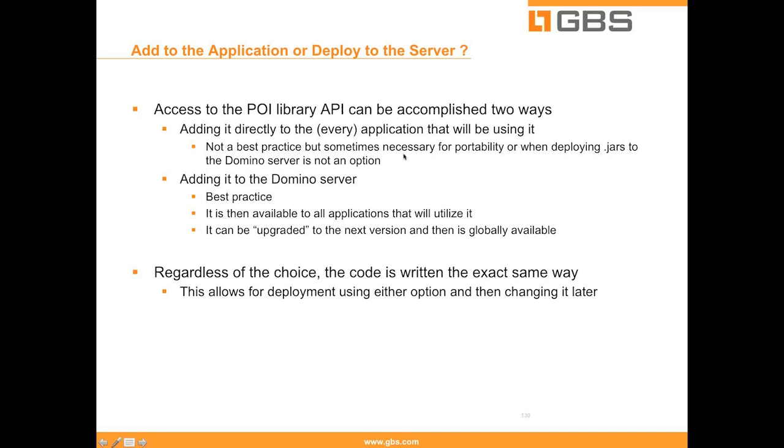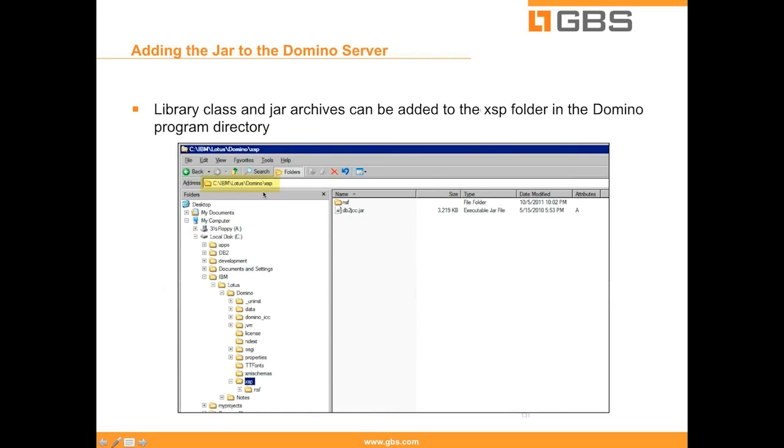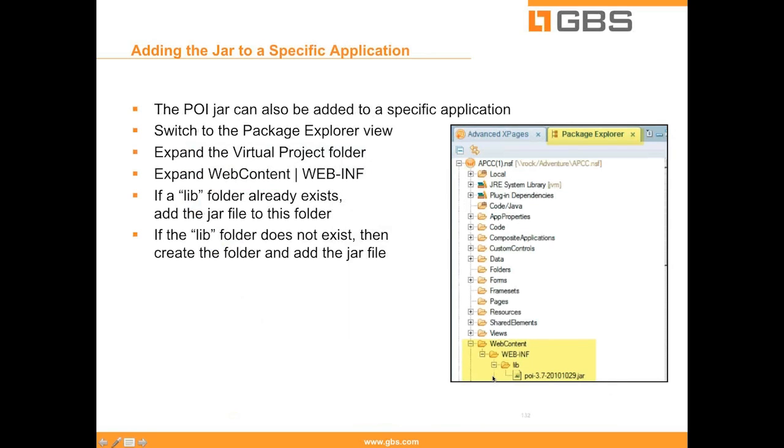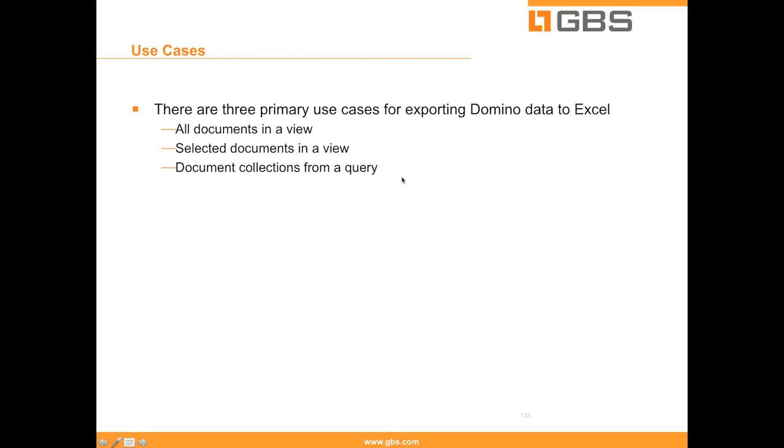Access to the POI library can be done two ways. You can add it directly to every application, which is not the best practice, or you can add it to the Domino server, which is the best practice, because then you only have to upgrade in one place. Regardless of the choice, it's written the same way. On the Domino server in my Designer client, I can open up the XSP folder and just put the jar file there, so I've got my relational database driver there and the POI one. You can also put it inside web content, WEB-INF. You can create a lib folder and drop the jar file directly inside that lib folder. If it already exists, you can just drop it in there.